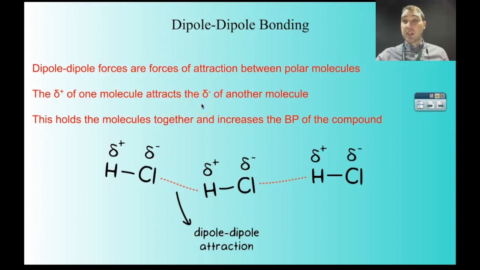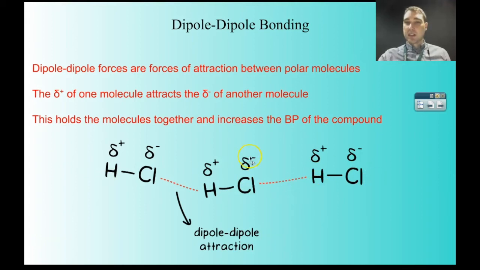So the end result is that if you have dipole-dipole bonding existing in your compound, you increase the boiling point of that compound. So here's a good example down here, hydrochloric acid. The chlorine is more electronegative than the hydrogen, so in this covalent bond the electrons are spending more time around the chlorine. That gives it a partial negative charge, and the hydrogen gets a partial positive charge. The partial negative of this chlorine is attracting the partial positive of a nearby hydrogen.